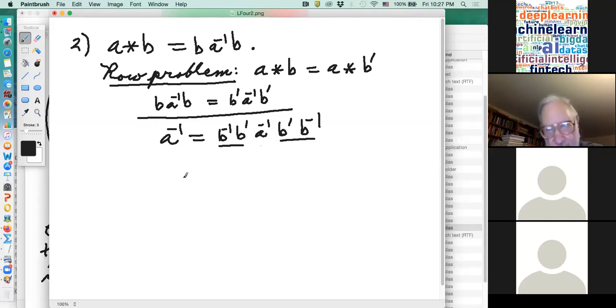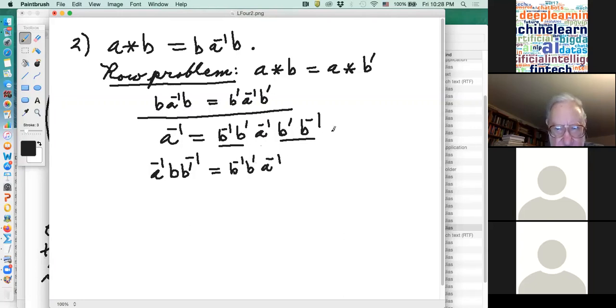I guess I want to try another. I'm looking for a way to express this, so let's try a different way. Let's write it as A inverse times B times B prime inverse is equal to B inverse B prime A inverse. That's okay, right? I just multiply on here B and then B prime inverse.